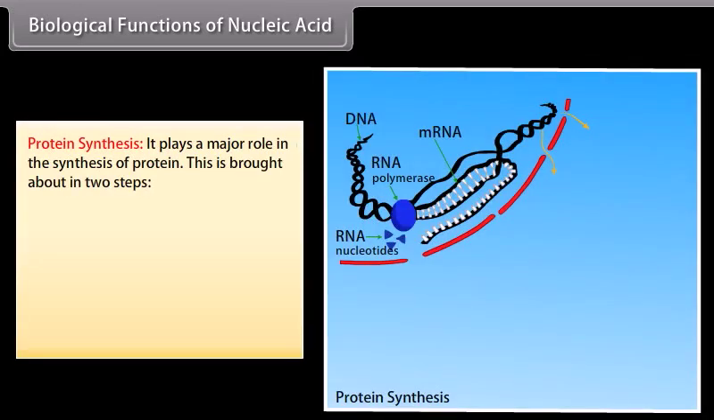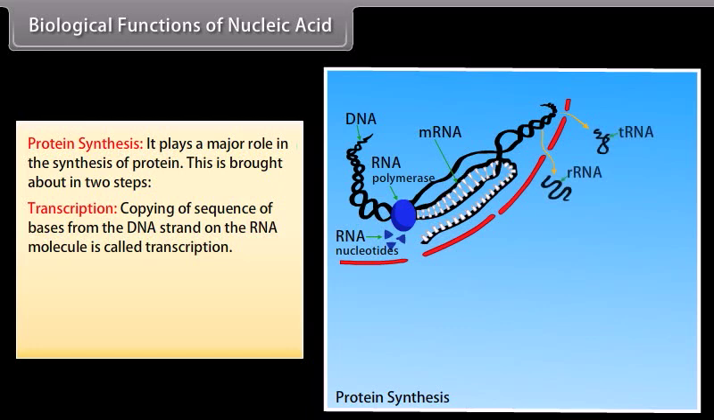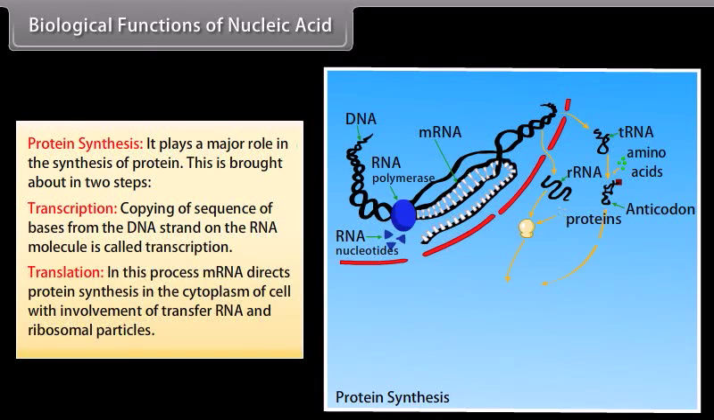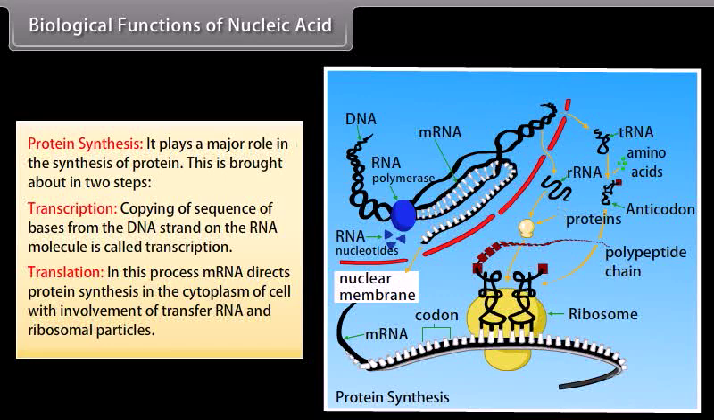Protein synthesis. It plays a major role in the synthesis of protein. This is brought about in two steps. Transcription. Copying of sequence of bases from the DNA strand on the RNA molecule is called transcription. Translation. In this process, mRNA directs protein synthesis in the cytoplasm of cell with involvement of transfer RNA and ribosomal particles.